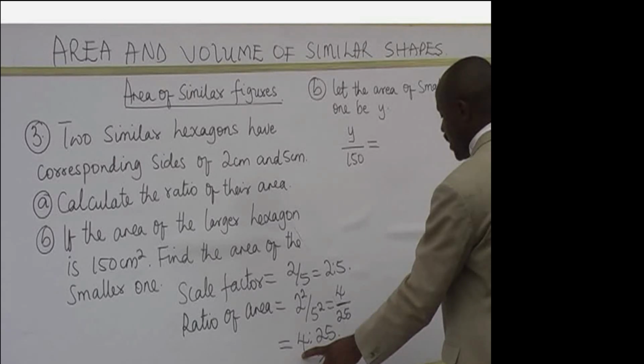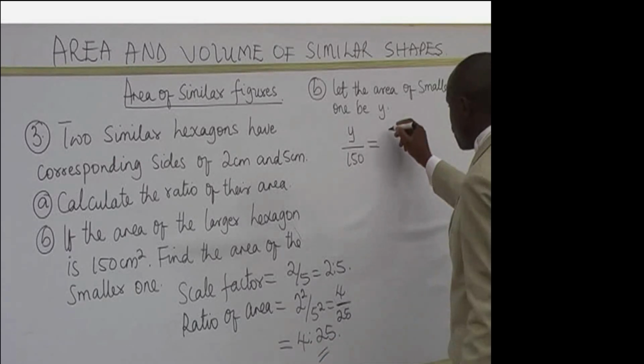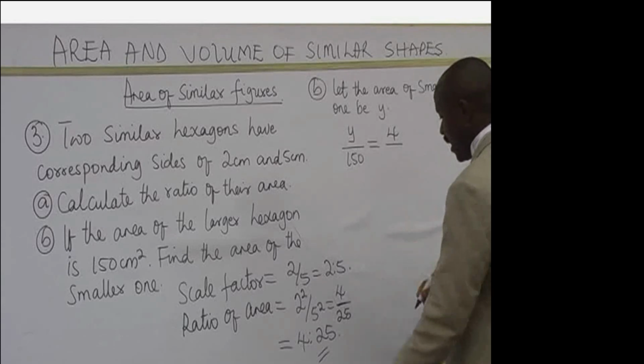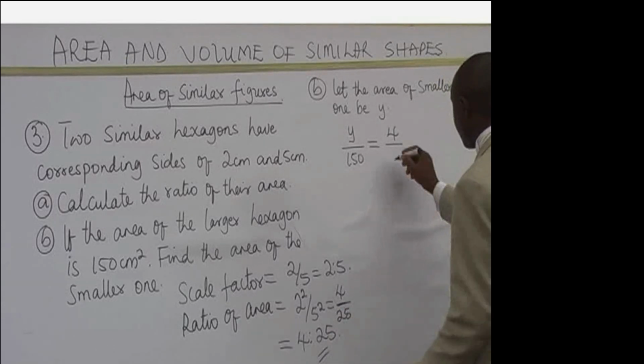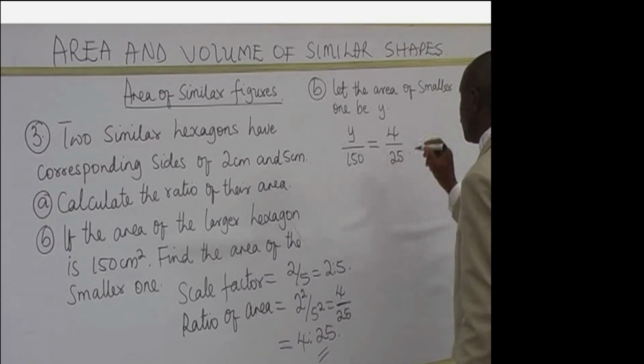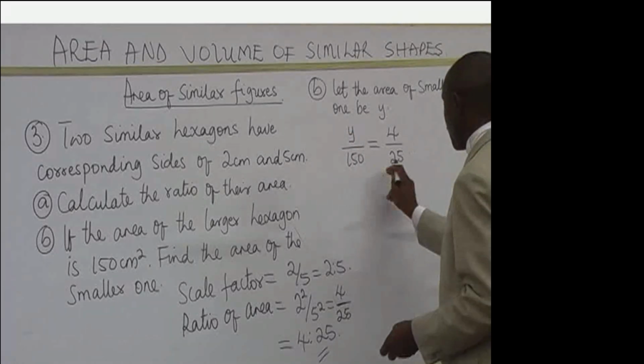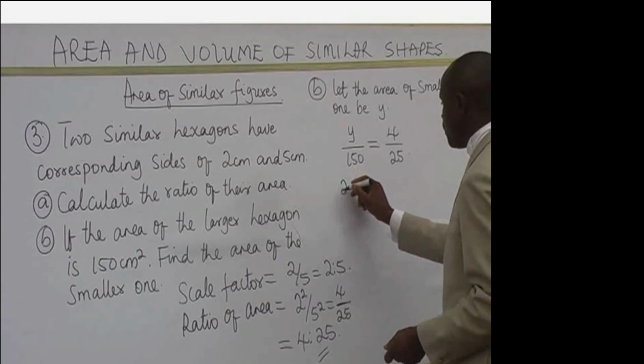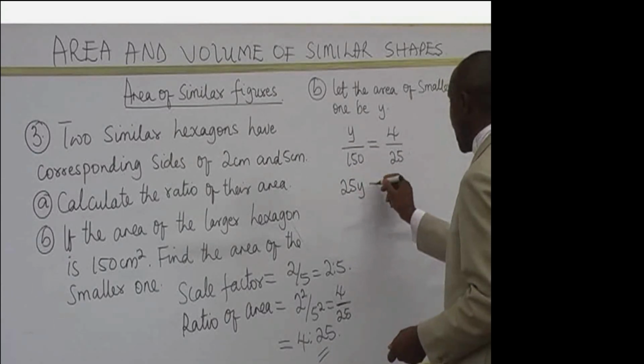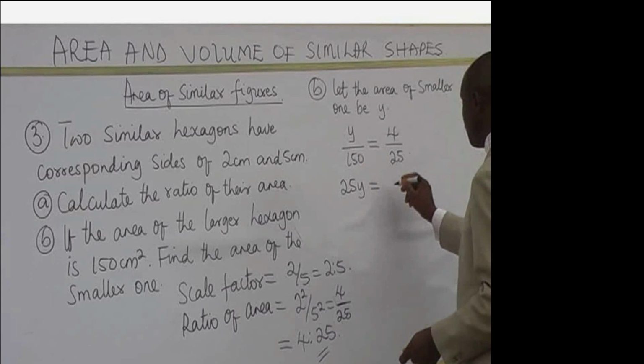And the area factor is 4, representing the smaller, all over 25, representing the bigger one. If you cross multiply here, you'll be able to find the value of Y. 25 times Y will give you 25Y, and it's going to be equal to 4 times 150.